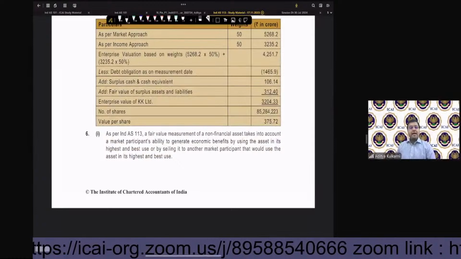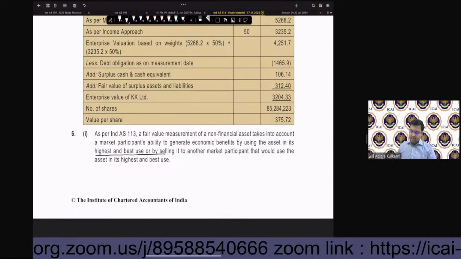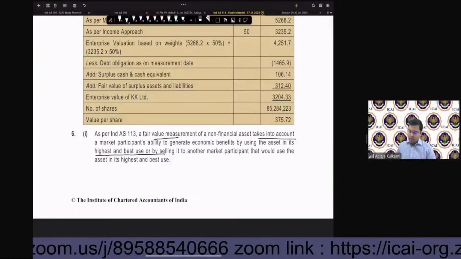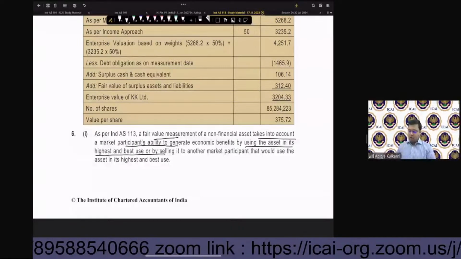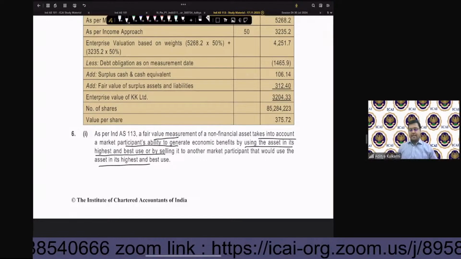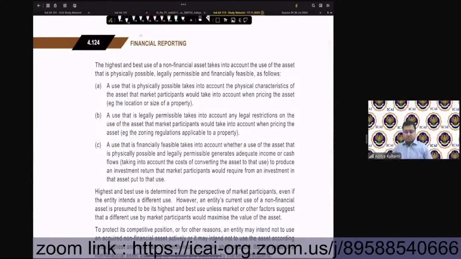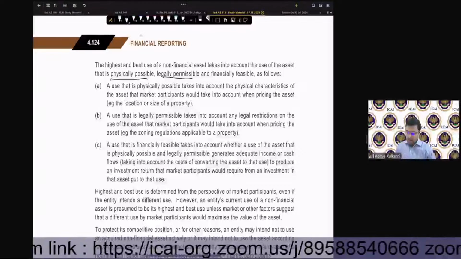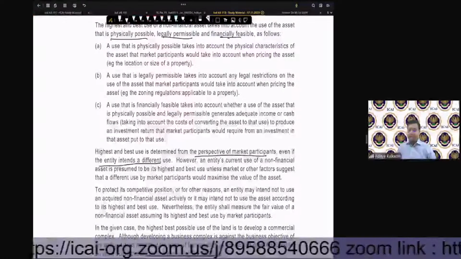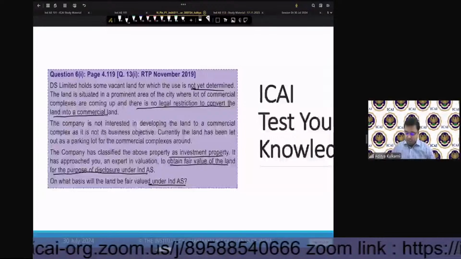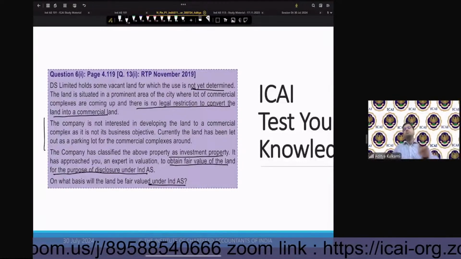So when you are doing the fair valuation of a non-financial asset, you would typically consider the highest and best use. A fair value measurement takes into account a market participant's ability to generate economic benefits by using the asset in its highest and best use, or by selling it to another market participant who could use the asset in its highest and best use. So the key principle is clear. It considers three things: whether it is physically possible, legally permitted, and financially feasible. Highest and best use is determined from the perspective of market participants, even if the entity intends a different use. See, they have written in the question specifically that the company is not interested in developing it into a commercial complex. But that is the company's choice. That is not the market participant's choice.